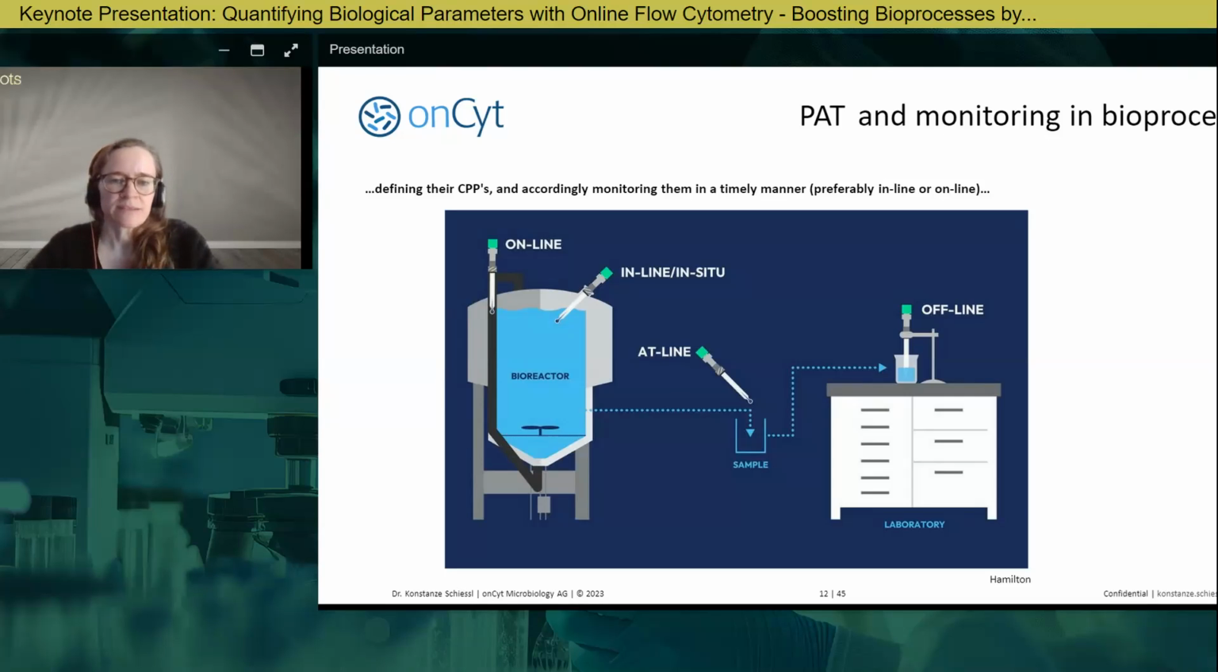And then the one that's really the closest to the process is where the sensor is directly in the bioreactor, directly suspended in the sample, like a pH sensor would be an example for that. And so, like it says above, for PAT, it's preferably inline or online.